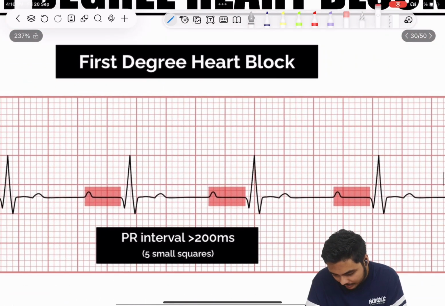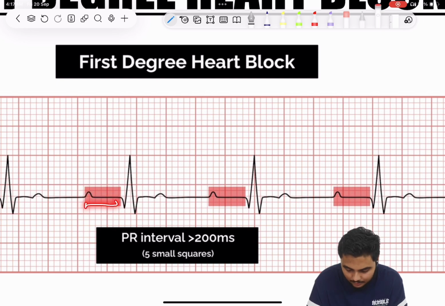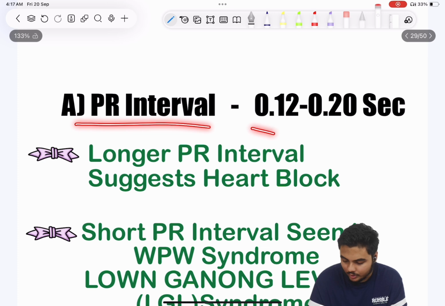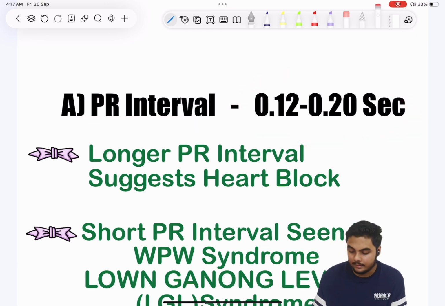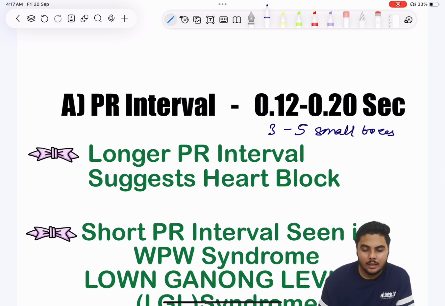So what is the PR interval? This is what is called the PR interval, from the starting of the P wave up to the end of the PR segment. Now the normal PR interval has a duration of 0.12 to 0.2 seconds, which corresponds to 3 to 5 small boxes. So the normal PR interval is between 3 to 5 small boxes.